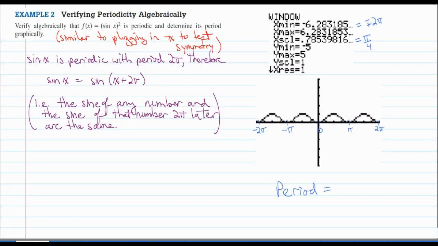Okay, this is the screencast for 4.6 example 2. Example 2, we want to verify periodicity algebraically. So to verify algebraically that f of x equals sine of x squared is periodic and determine its period graphically, we're going to approach this process very similar to plugging in negative x when we tested symmetry last semester.